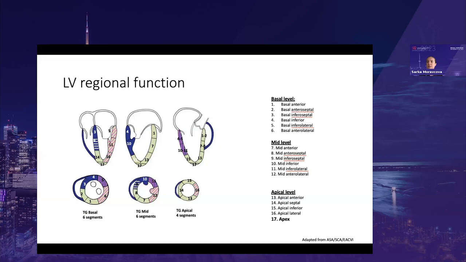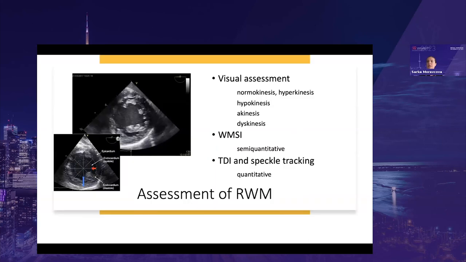So for the assessment of the regional left ventricle function, the ventricle is divided into segments reflecting coronary perfusion. Commonly used is a 17-segment model. The regional wall motion is assessed on the basis of observed myocardial wall thickening and the inward movement of the endocardium. The easiest and quickest method is eyeballing, and there is a semi-quantitative method, the wall motion score index, which gives each segment points depending on the motion. So 1 point is for the normokinetic ventricle.